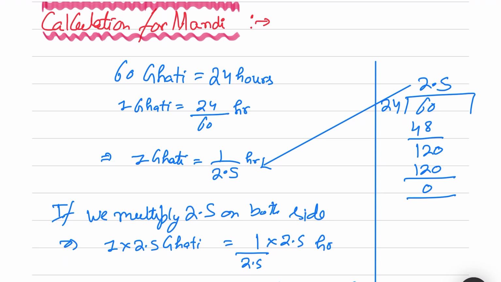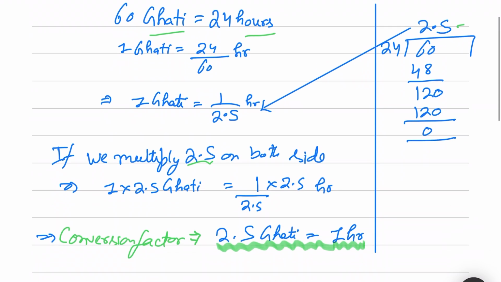Before going into the Mandi calculations, we need to understand the relation between Ghati and hour. For 24 hours, there are 60 Ghati. Therefore, 1 Ghati is equal to 24 by 60, or if we divide 60 by 24, it is 2.5 as shown here. So 1 Ghati is equal to 1 by 2.5 hours. If we multiply by 2.5 on both sides, we get the relation 2.5 Ghati equal to 1 hour. We will use this as a conversion factor in the later calculations.